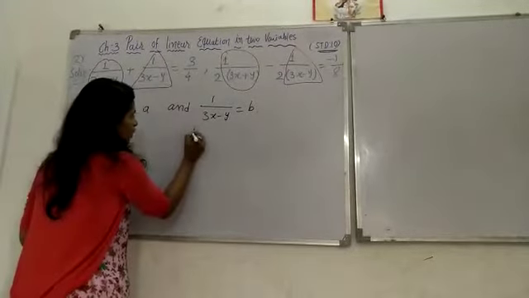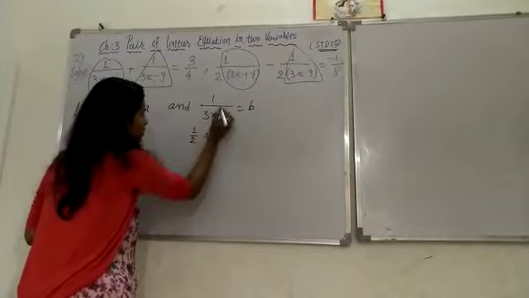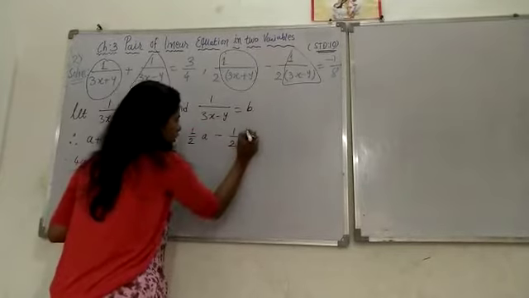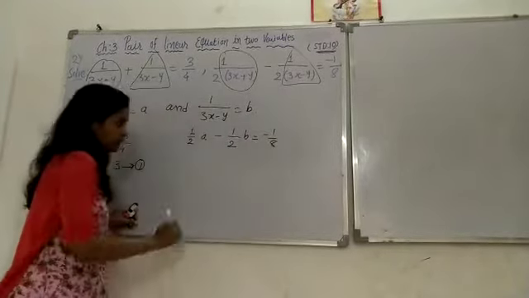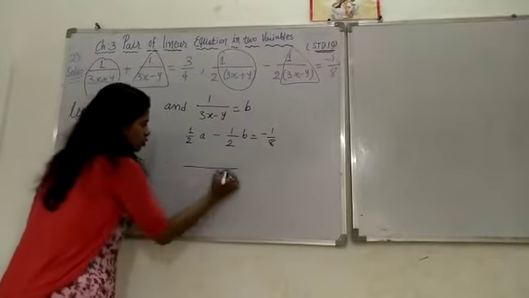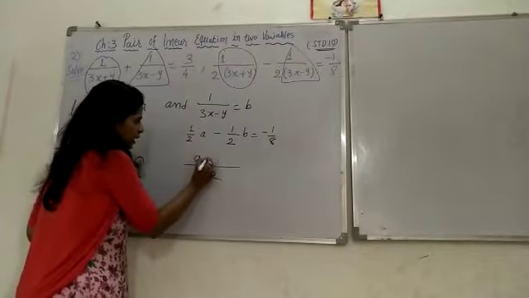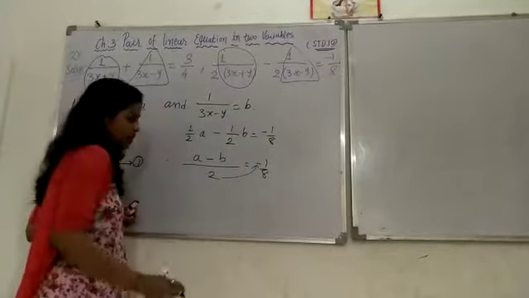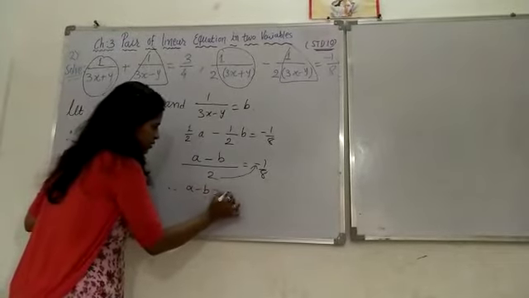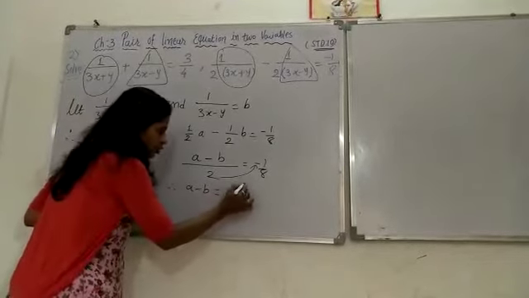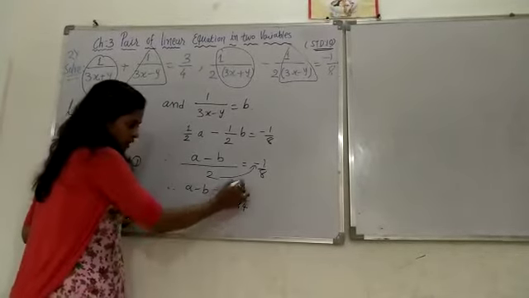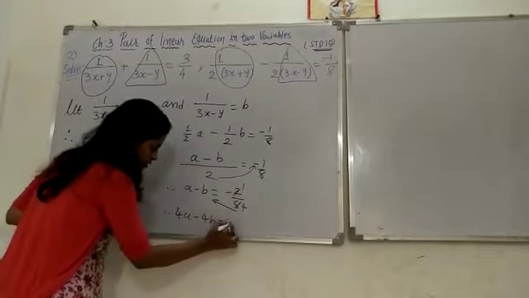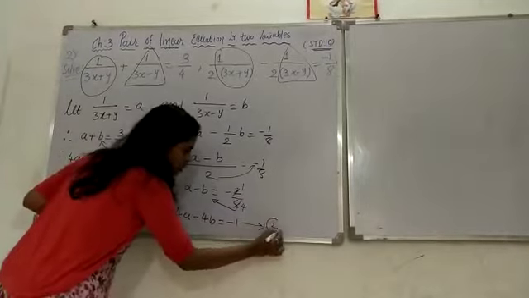Same way, 1 upon 2 into a, because this is your a, minus 1 upon 2, this is your b, so into b is equal to minus 1 upon 8. Now take LCM on LHS, so 2 is your LCM. So here 1 into a, 1 into b, which is equal to minus 1 upon 8. 2 in division becomes multiplication. So a minus b is equal to minus 2 upon 8. 2 1s are 2, 4s are 8. So minus 1 upon 4, 4 multiply here. So 4a minus 4b is equal to minus 1. This becomes your equation 2.